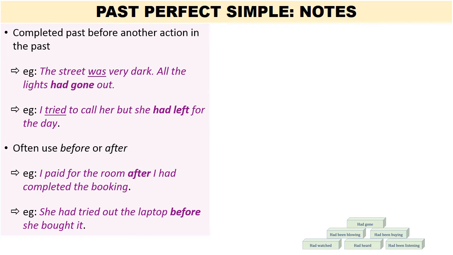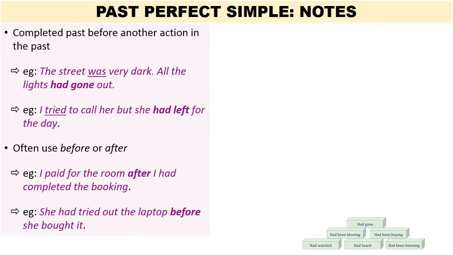Now, note that we often use before or after when we write sentences with the past perfect simple tense. For example, I paid for the room after I had completed the booking. Again, in this example, we have two actions. The first one is the completion of the booking. The second is paying for the room.